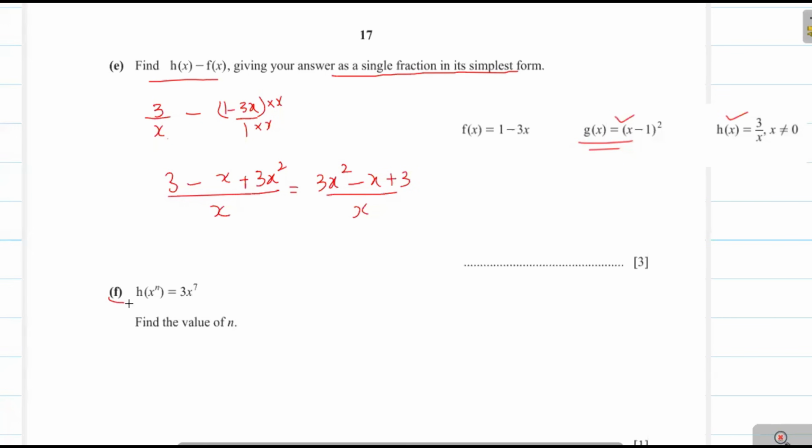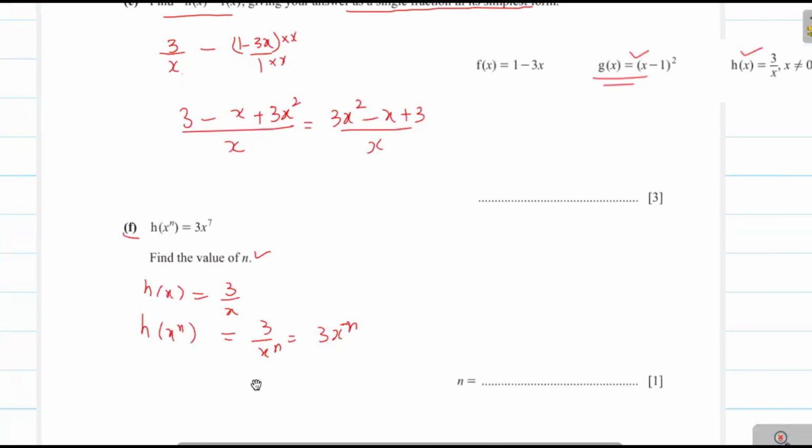Now part f: h of x power n equal to 3 into x power 7. Find the value of n. Now you see here h of x equal to 3 over x. Now we can write h of x power n as 3 over x power n, and we can write it as 3 into x power minus n. Now we substitute this value in this equation.